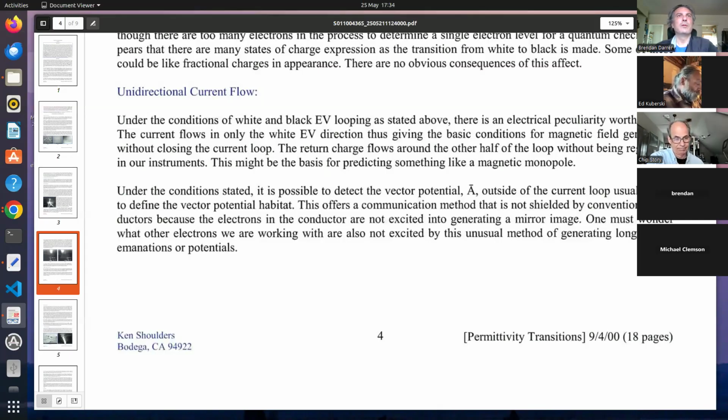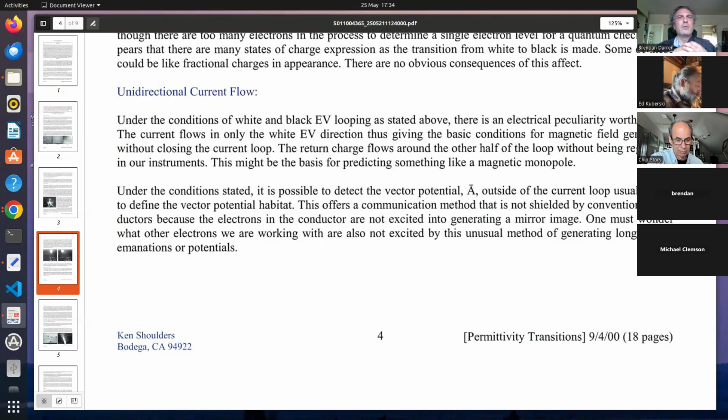Unidirectional current flow. Under the conditions of white and black EV loops, as stated above, there is an electrical peculiarity worth noting.